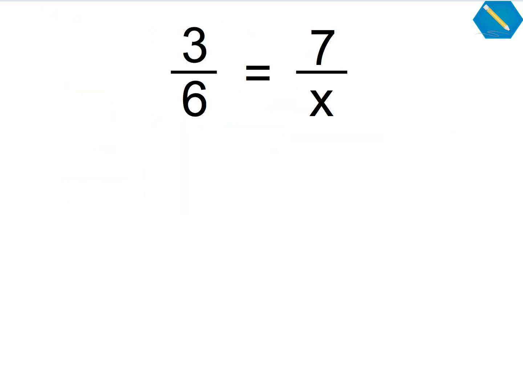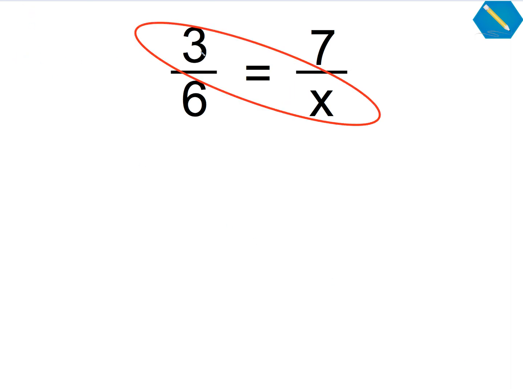Okay, now that we've covered that, let's look at a problem like this where we have a missing part. We have 3/6 equals 7/x, and we need to solve for x. So take the knowledge that we already have about cross products and apply it to this problem. So we need to multiply the numbers that are across from each other. So first let's focus on 3 and x.